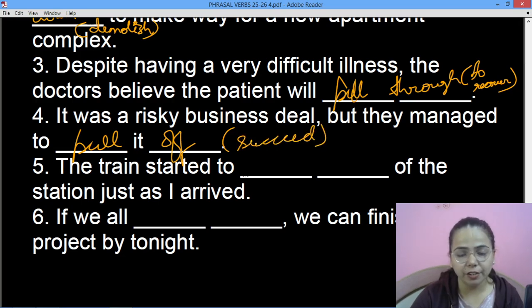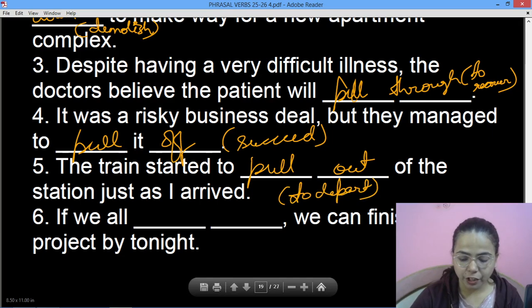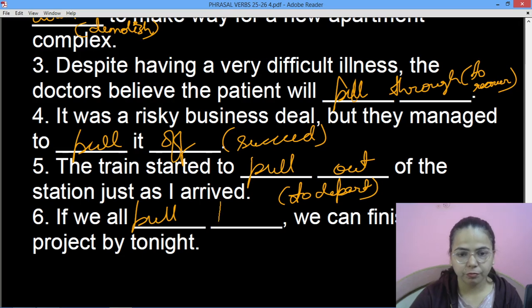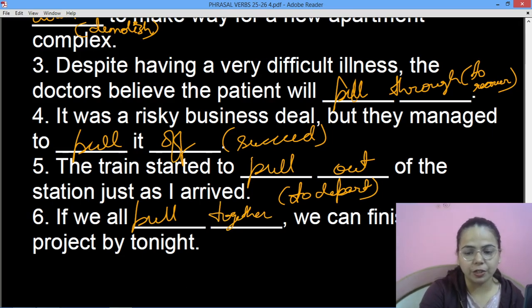Okay, the train started to, fifth one, pull out of the station I just arrived, means to depart. कि जब हम वहाँ पर पहुँचे, the train was starting to leave. Then, if we all pull together, means to work as a team, we can finish the work.